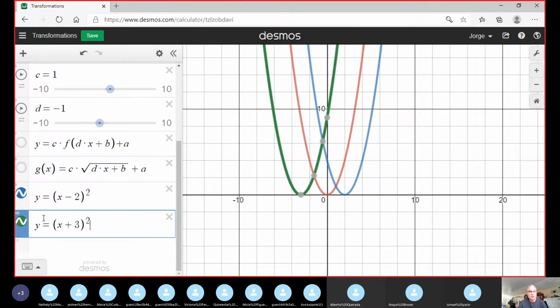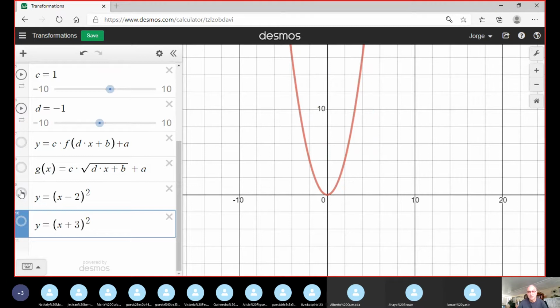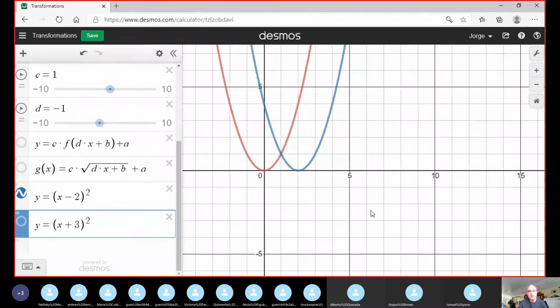Okay, look. Repetition again. This is my basic function without transformation. Remember, we are doing the first transformation, which is subtracting 2. Boom. The motion is to the right. How many units? 2 units. Look, suppose that this is 5. 1, 2, 3. 1, 2, 3, 4, 5. This is 2.